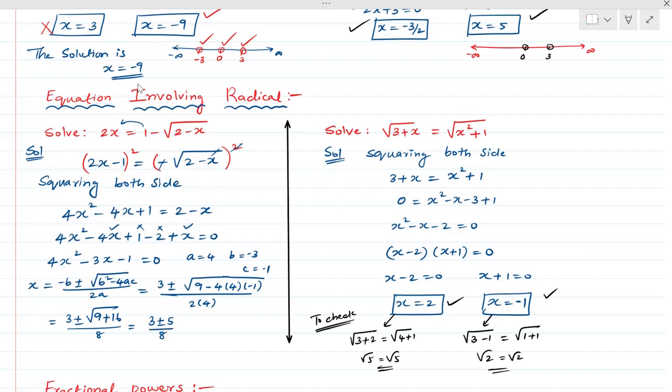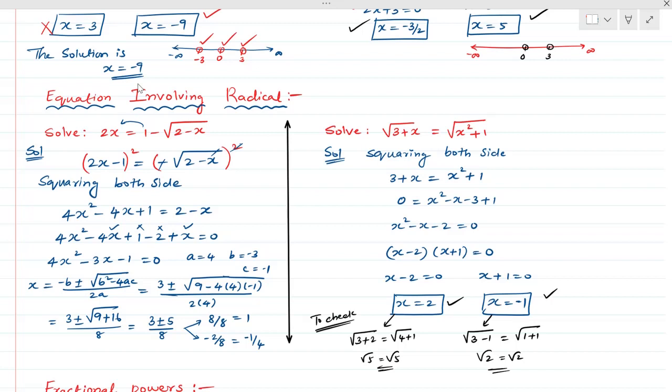And then we will have the two values. What are the two values? If you add 3 plus 5, it is 8 over 8, which is equal to 1. When you subtract 3 minus 5, which is equal to minus 2 over 8, which is equal to minus 1 over 4.